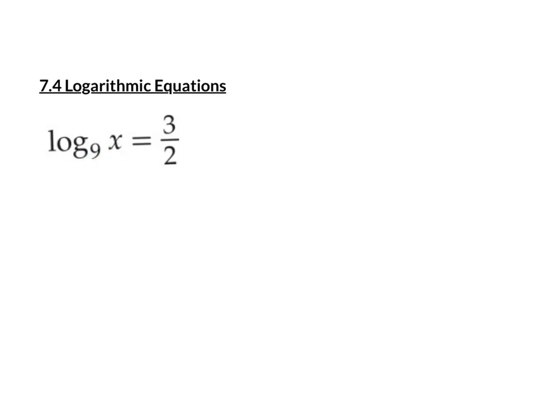And our strategy, there's two different types of equations that we're going to look at. We're going to look at ones where there's only one log like this. And when there's only one log, all you've got to do is rewrite it in exponential form like you did in 7.3. So go ahead and do that. Rewrite this equation, because it's in logarithmic form, in exponential form, and let's see what you come up with.